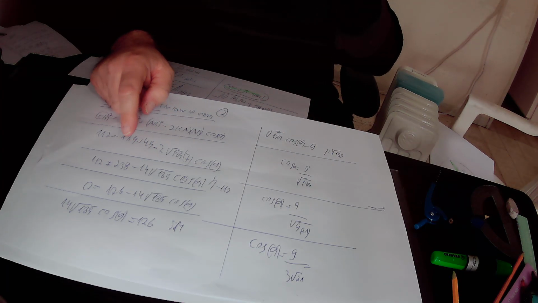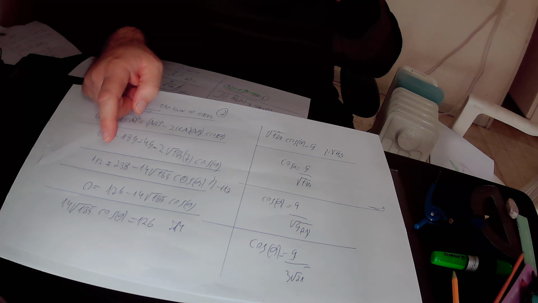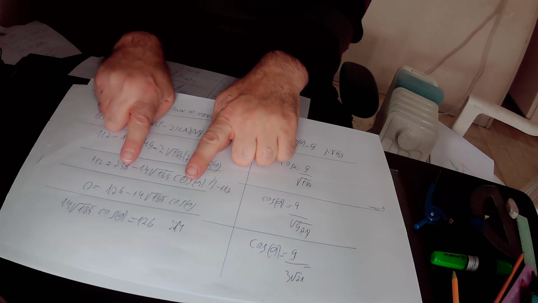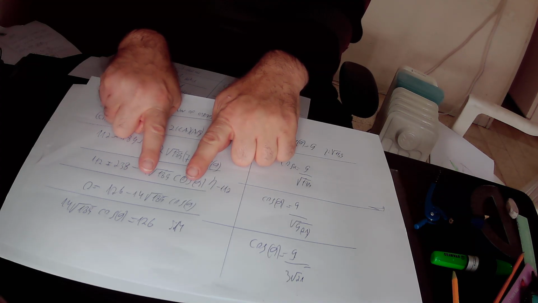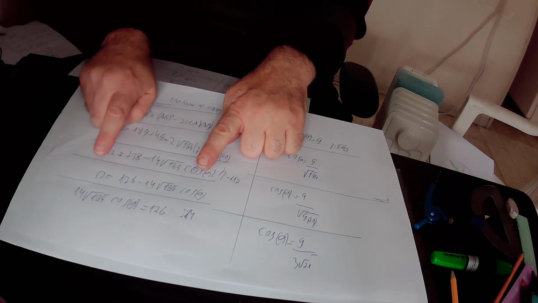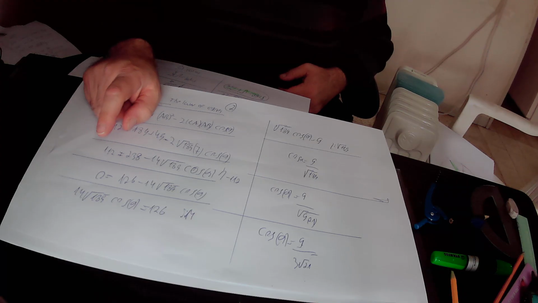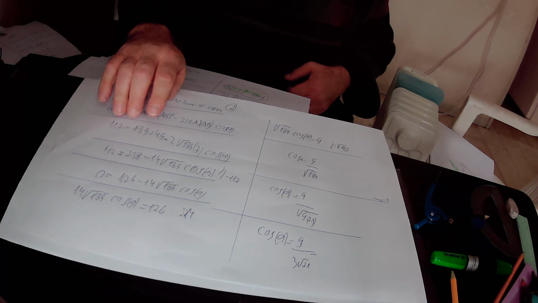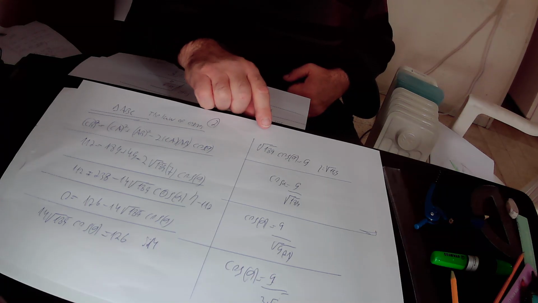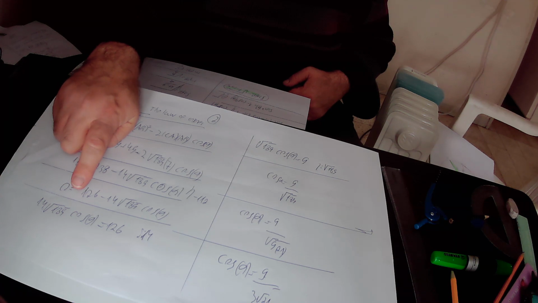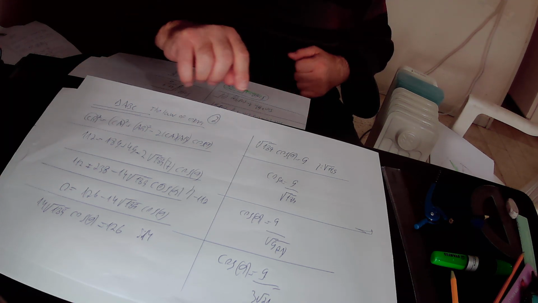Here we added this expression, we moved it to the right side, that is to say we added 14 times root of 189 times cosine alpha to this equation, and in total 14 times root of 189 times cosine alpha equals 126.